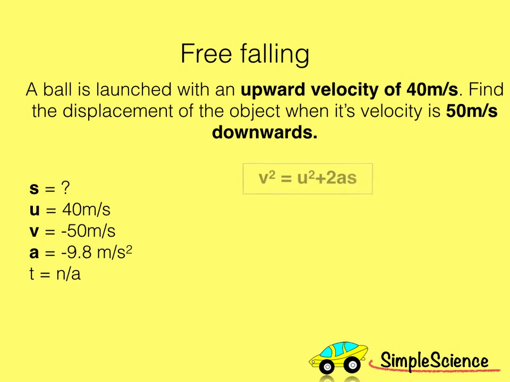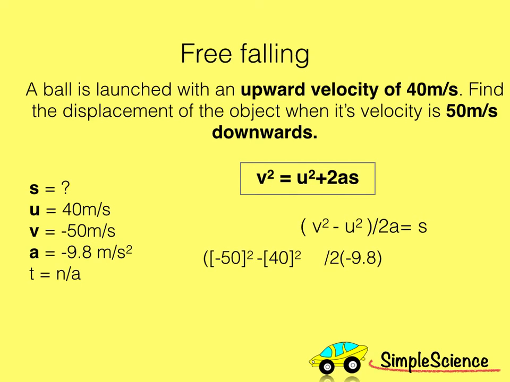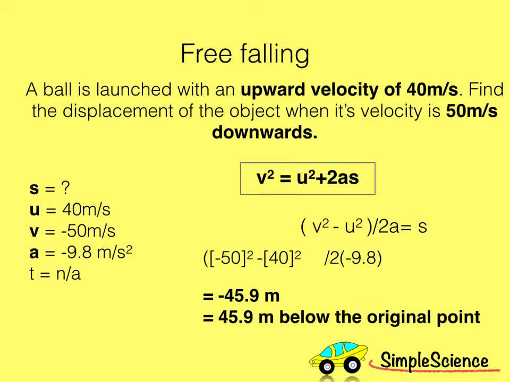So we do have an equation for that. That's v squared equals u squared plus 2as. We are going to rearrange to get s, and then we're going to plug in our values like so. Very simple. And you should get negative 45.9 meters. In other words, it's 45.9 meters below the original point where we launched the ball.